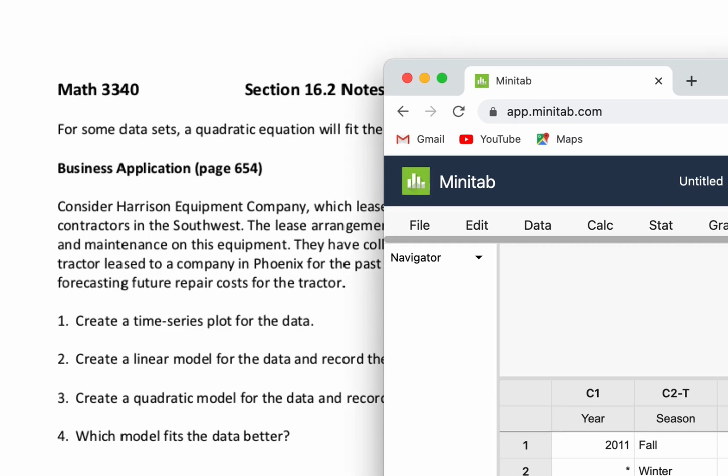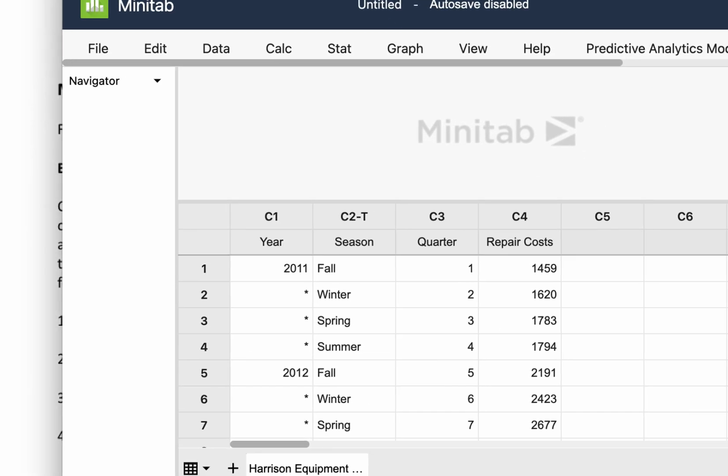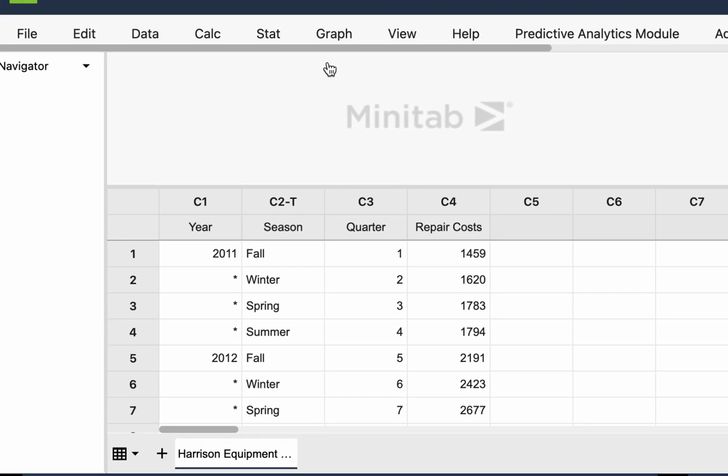So we have our data. This is in Blackboard as usual. So this is our spreadsheet, and notice that it has the year, the season, and then the quarter. And the quarterly column counts quarters starting with the fall 2011 quarter. And then it lists the repair costs as well.